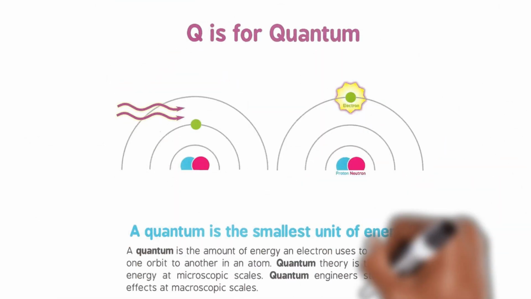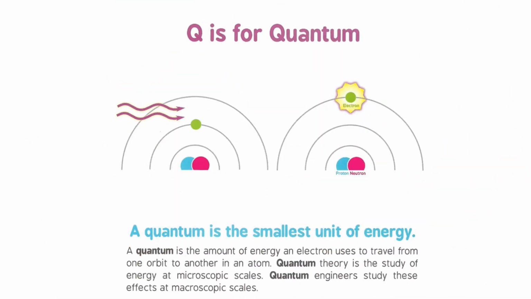Q is for quantum. A quantum is the smallest unit of energy. A quantum is the amount of energy an electron uses to travel from one orbit to another in an atom. Quantum theory is the study of energy at microscopic scales. Quantum engineers study these effects at macroscopic scale.